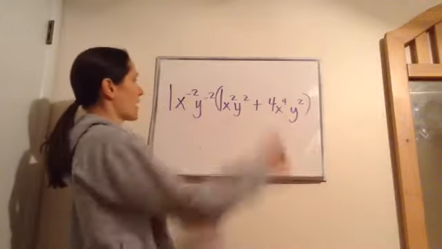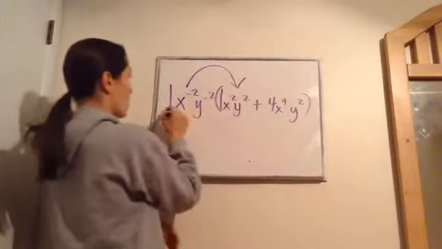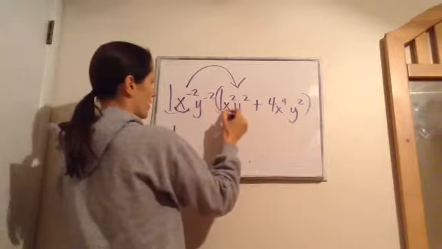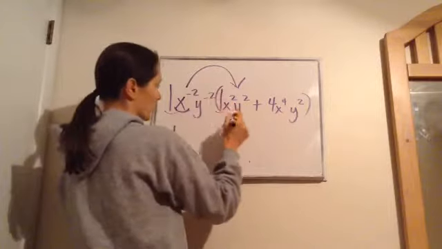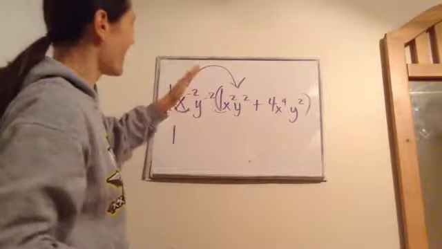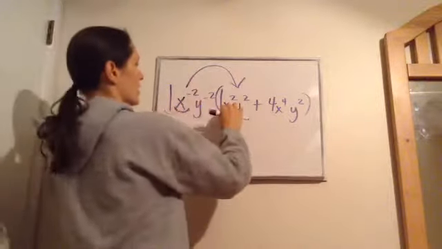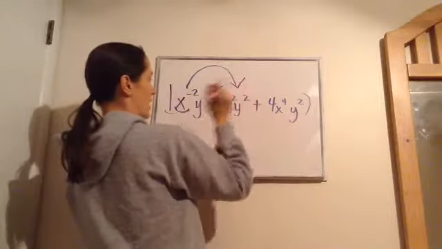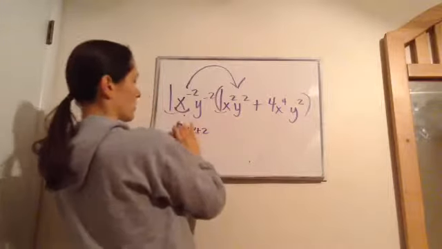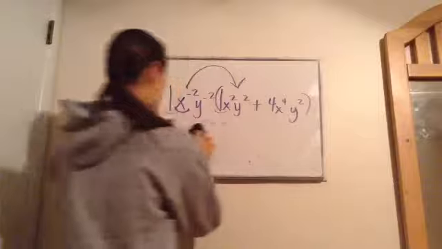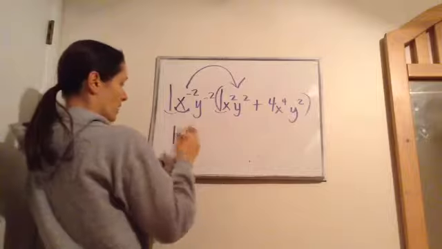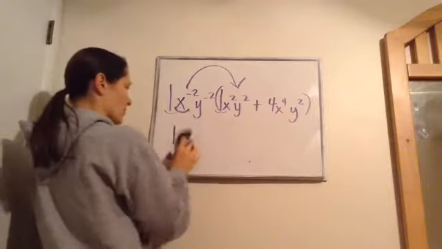Got that? Okay, so now let's multiply. 1 times 1, 1. x to the negative 2nd power times x to the 2nd power. So that x would be negative 2 plus a positive 2, which will become 0, which x to the 0 is 1, and 1 times 1 is 1. So we're just going to leave it as 1.